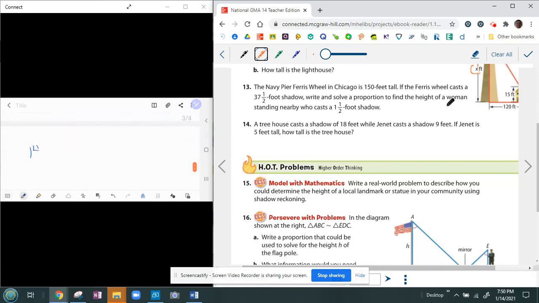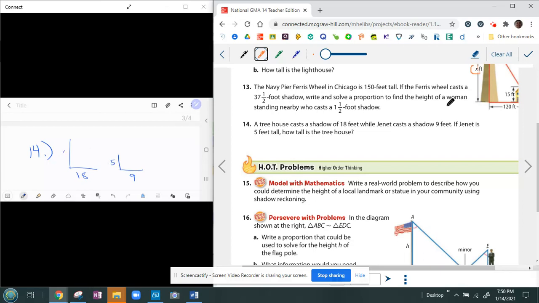Last one, thank goodness. 14. All right, a tree house casts a shadow of 18 feet, while Jeanette casts a shadow. Oh, I wrote the wrong thing. While Jeanette casts a shadow of 9 feet. If Jeanette is 5 feet tall, how tall is the treehouse?